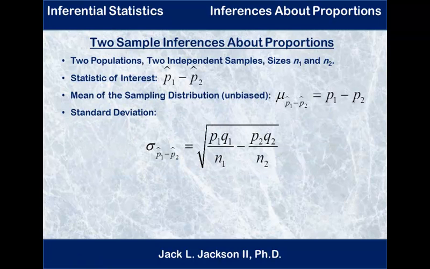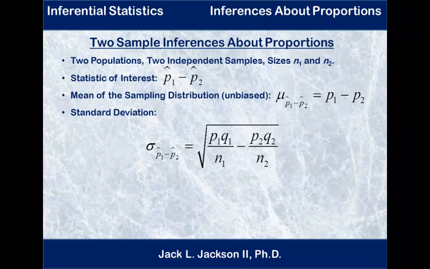So what we're talking about here is where we have two populations, and we're going to take independent samples from each population. So we use subscripts 1 and 2 to indicate the first population and the first sample, and then the second sample from the second population will have a subscript 2. So for example, n sub 1 is the size of the first sample coming from the first population. n sub 2 is the size of the second sample coming from the second population.